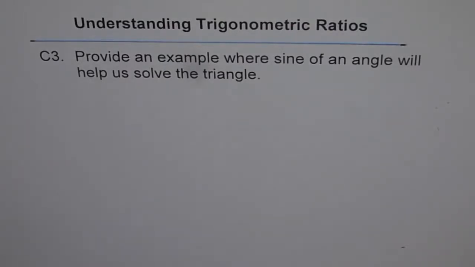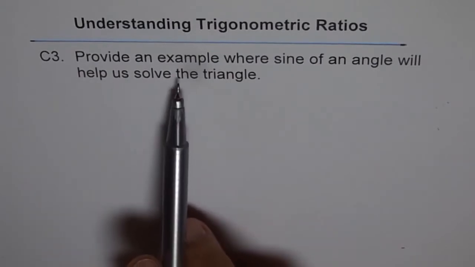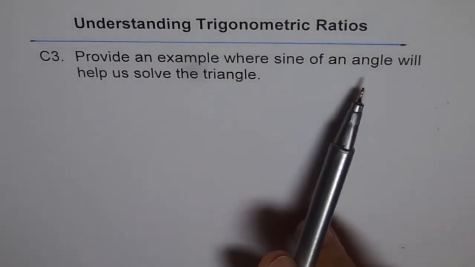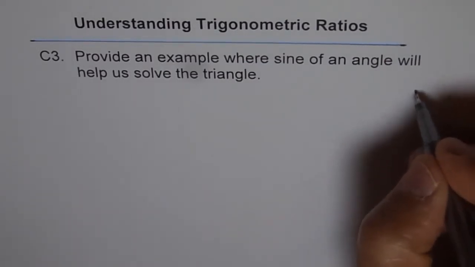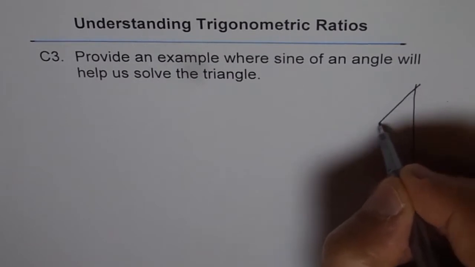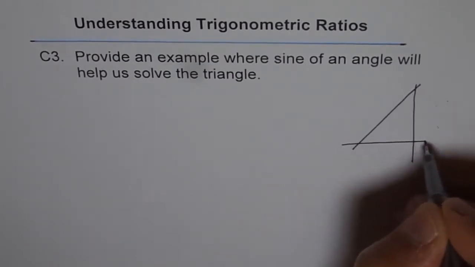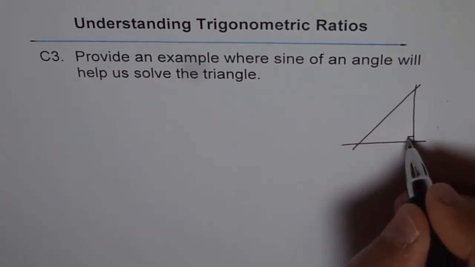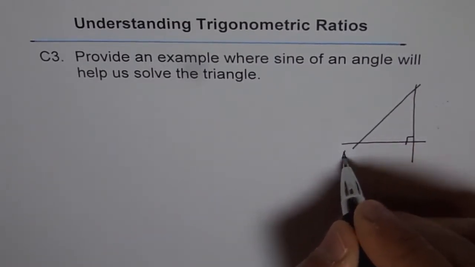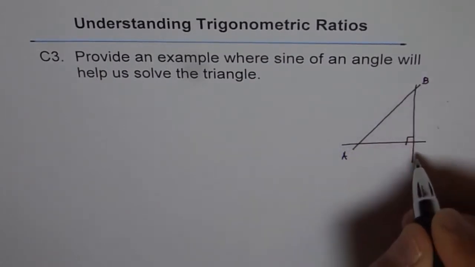Understanding trigonometric ratios. Communication question 3. Provide an example where sine of an angle will help us solve the triangle. Okay. Now let's first generalize the question, and then we will write the answer for the particular question asked. Now here let's consider a right triangle with vertices at A, B and C.